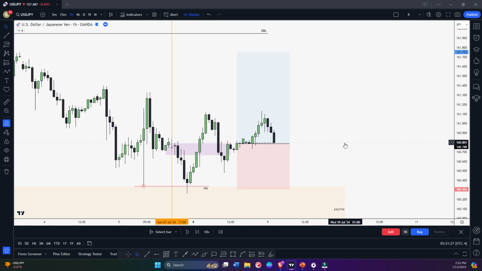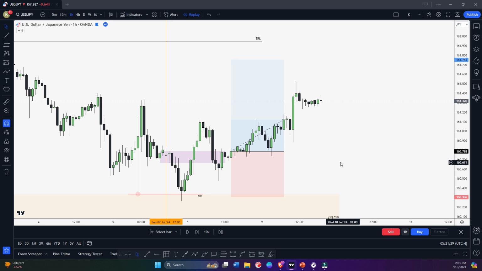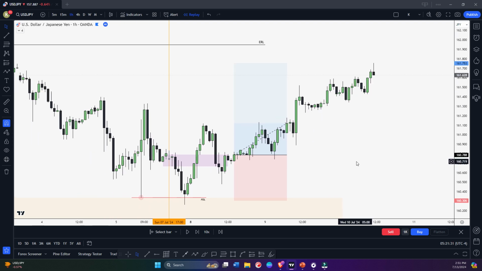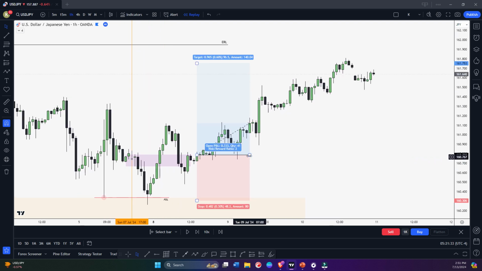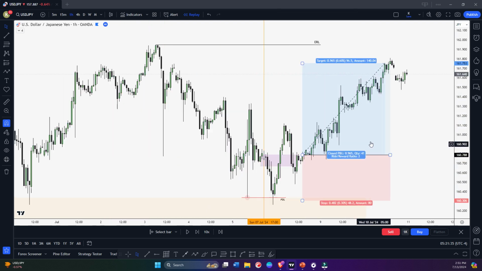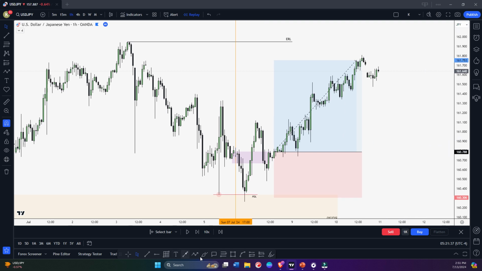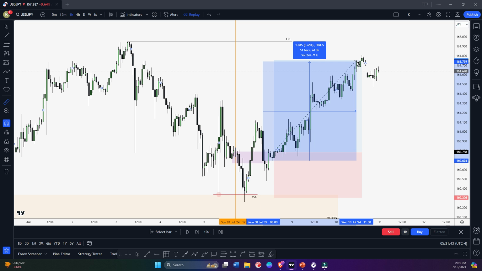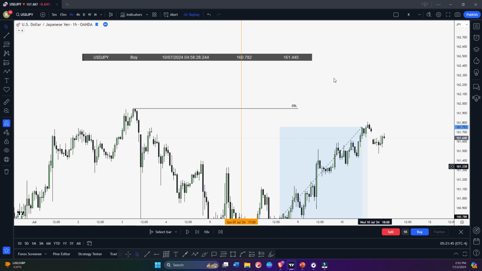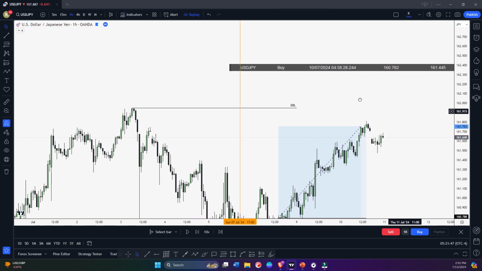With time, of course, you can see how beautifully it played out. And of course, it took some time to hit my 1:2 risk reward. It took around, I guess, 2 to 3 days, I believe. Let's say here we entered, around here we hit TP, yeah, 2 days 3 hours. And here you can see my execution as well.